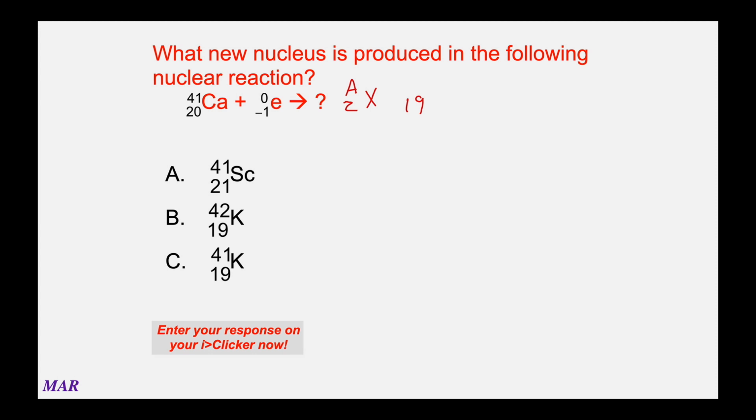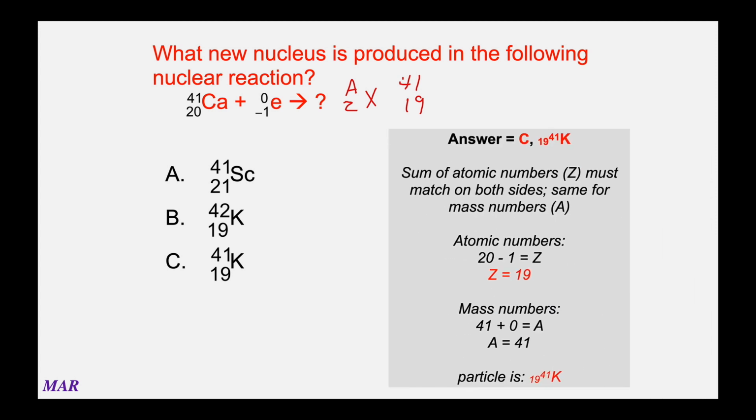On the top part, same kind of thing. 41 plus 0 equals A. So 41 equals A. We would write 41 right there. And if you look at those different symbols, anything with 19 protons in the lower left corner, look on the periodic table, that's going to be potassium.